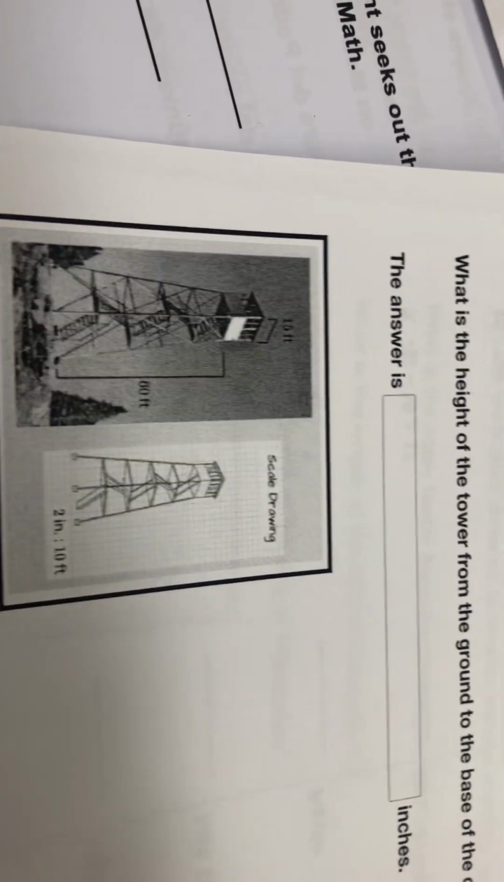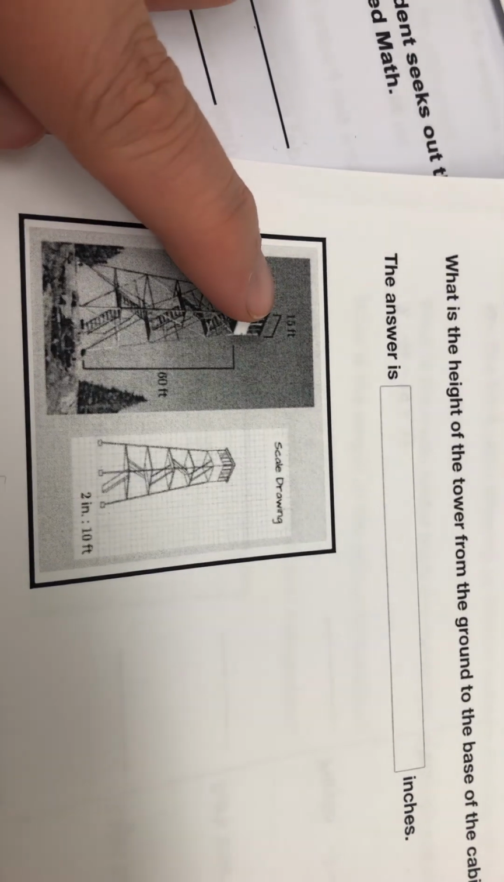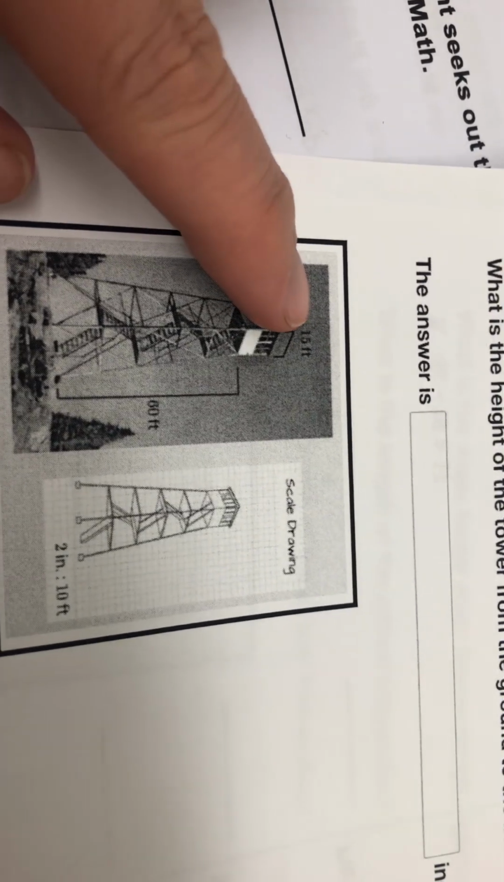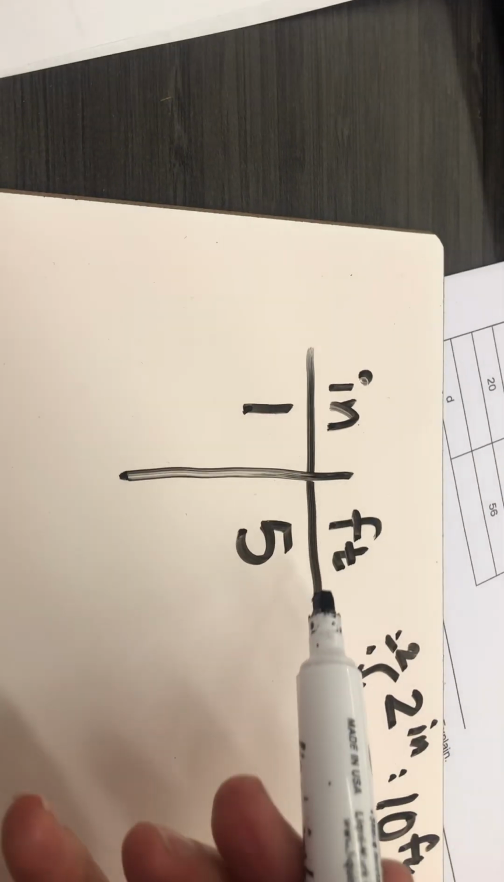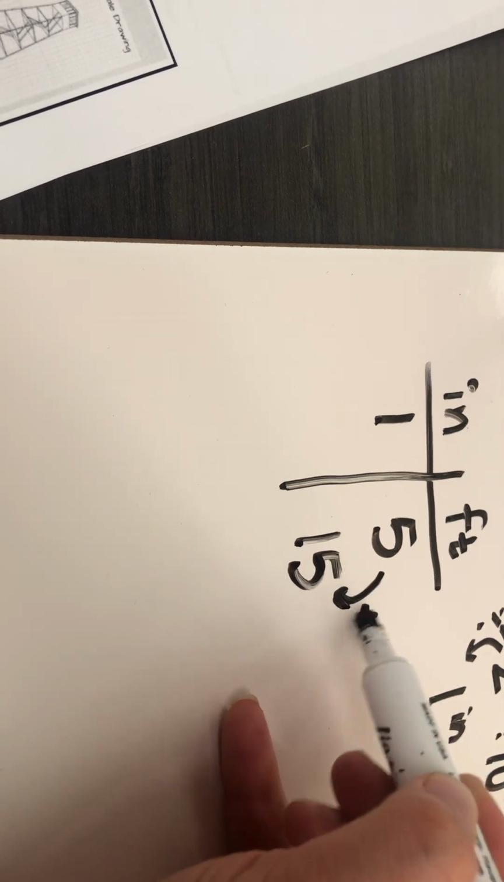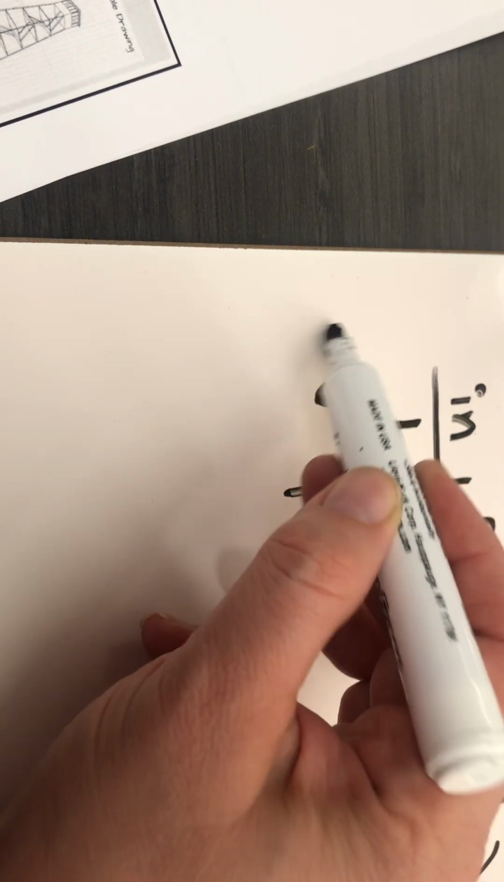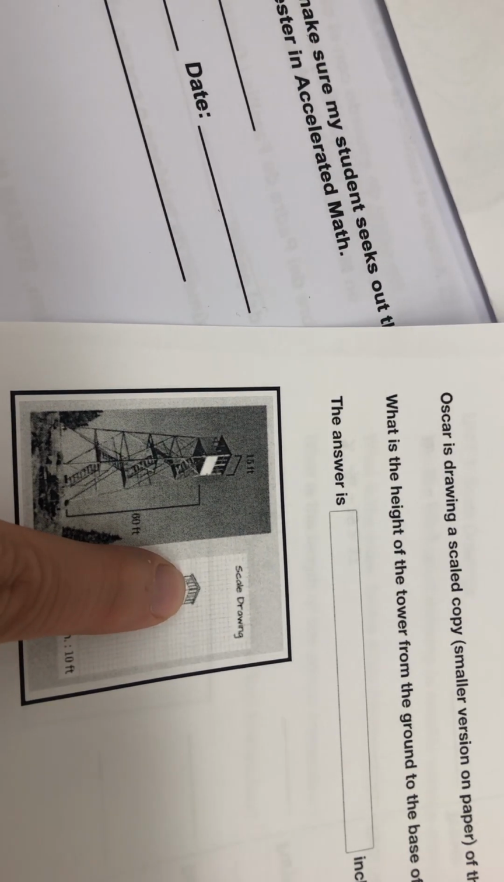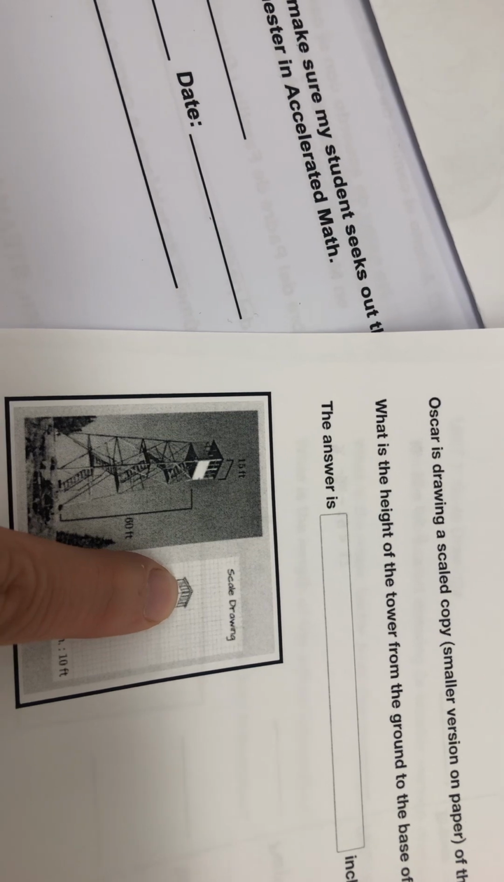However, when I go to my picture, the real tower is 15 feet wide, 15 feet wide. So I'm going to put that under my feet column, and this is times 3. So I'm going to multiply this by 3 and get 3 inches. So the drawing is 3 inches wide.